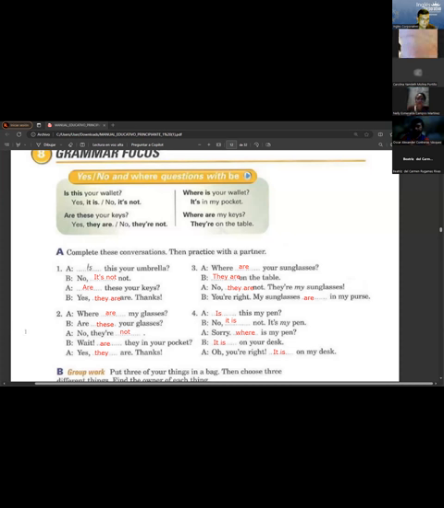Okay, vamos a hacer la lectura. Is this your umbrella? No, it's not. Are these your keys? Yes, they are. Where are my glasses? Are these your glasses? No, they are not. Are they in your pocket? Yes, they are.